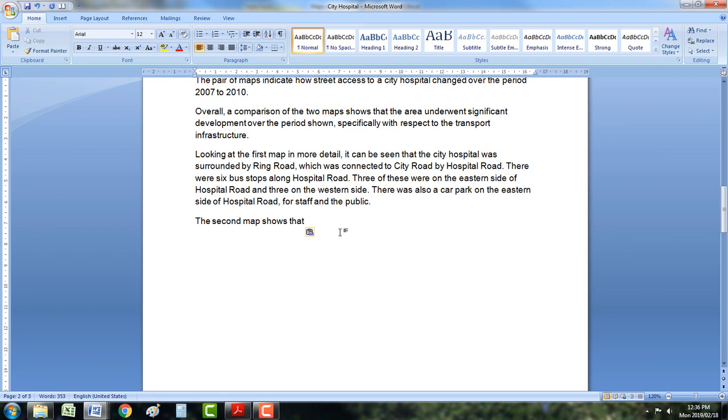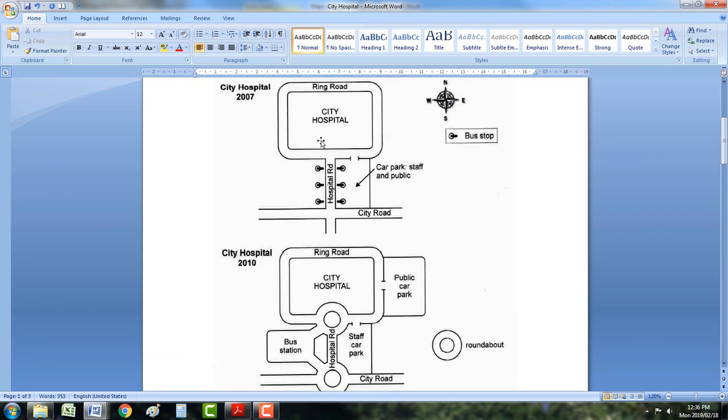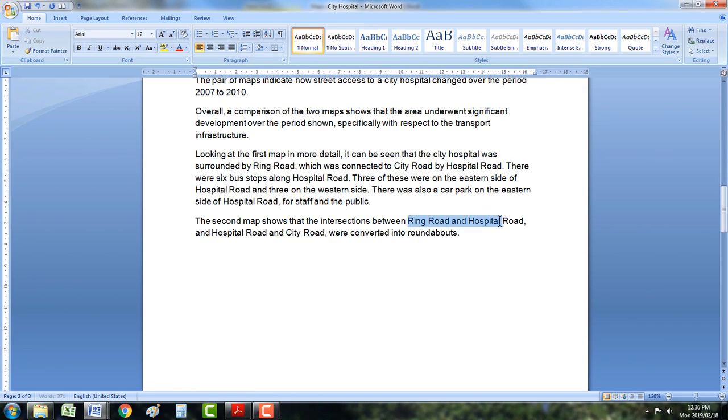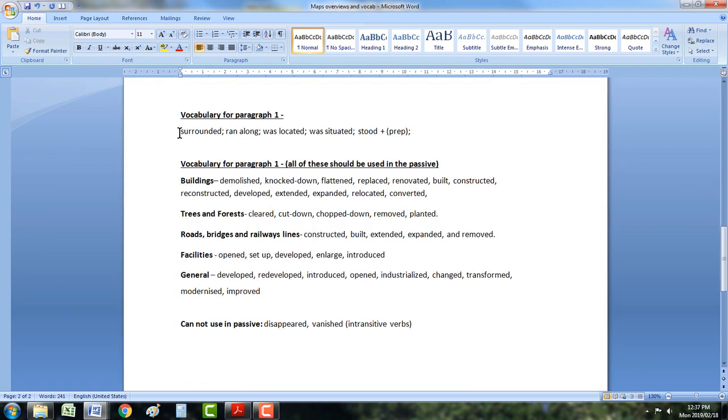But you have to be quite specific. The intersections between Ring Road and Hospital Road, and between Hospital Road and City Road, were converted into roundabouts. It's a little bit clumsy, but I couldn't see any other way to do it. You could say the two intersections, but it's a bit vague. Anyway, let's just look at this. So we used that, I guess. We didn't use any of these because you want to use the there was. Those are the most important things for this paragraph.